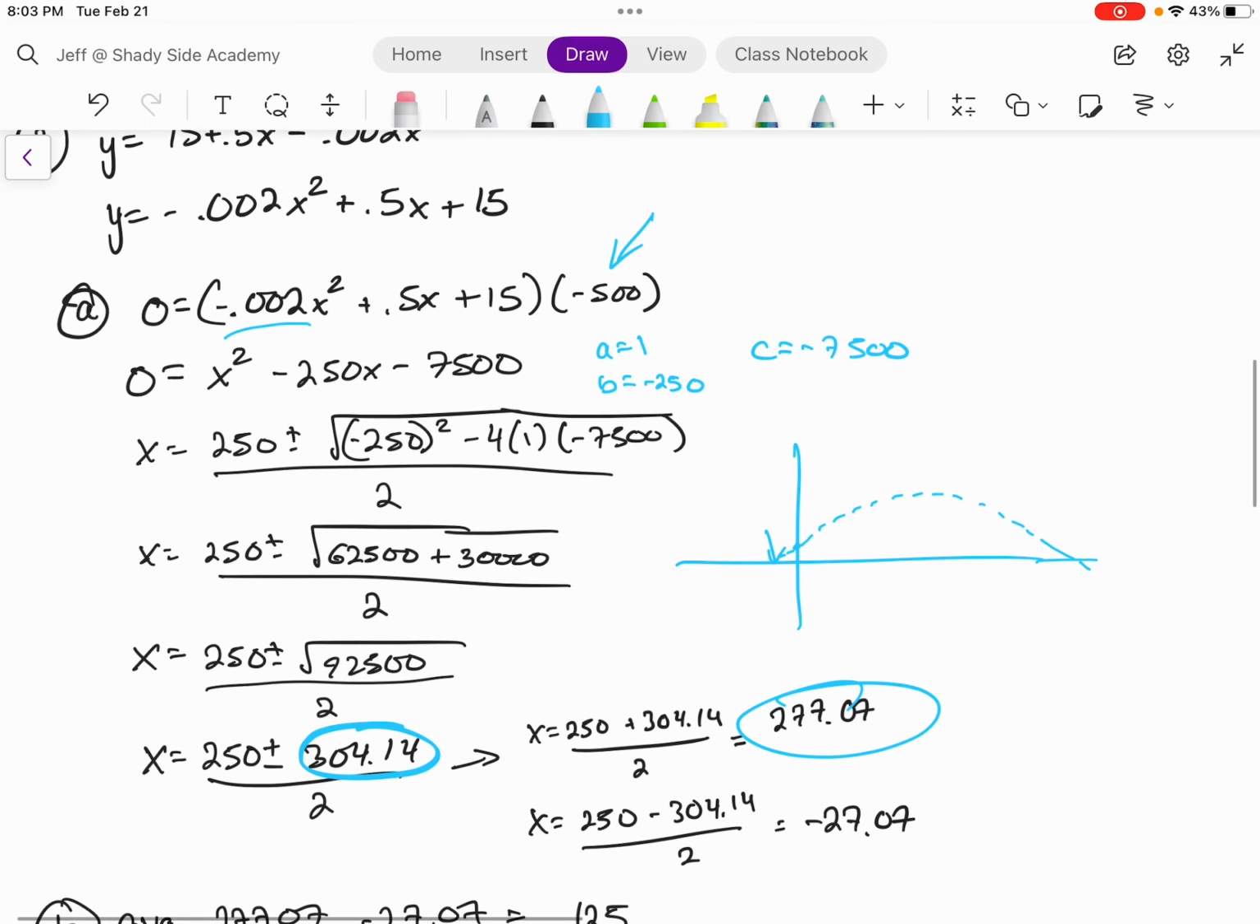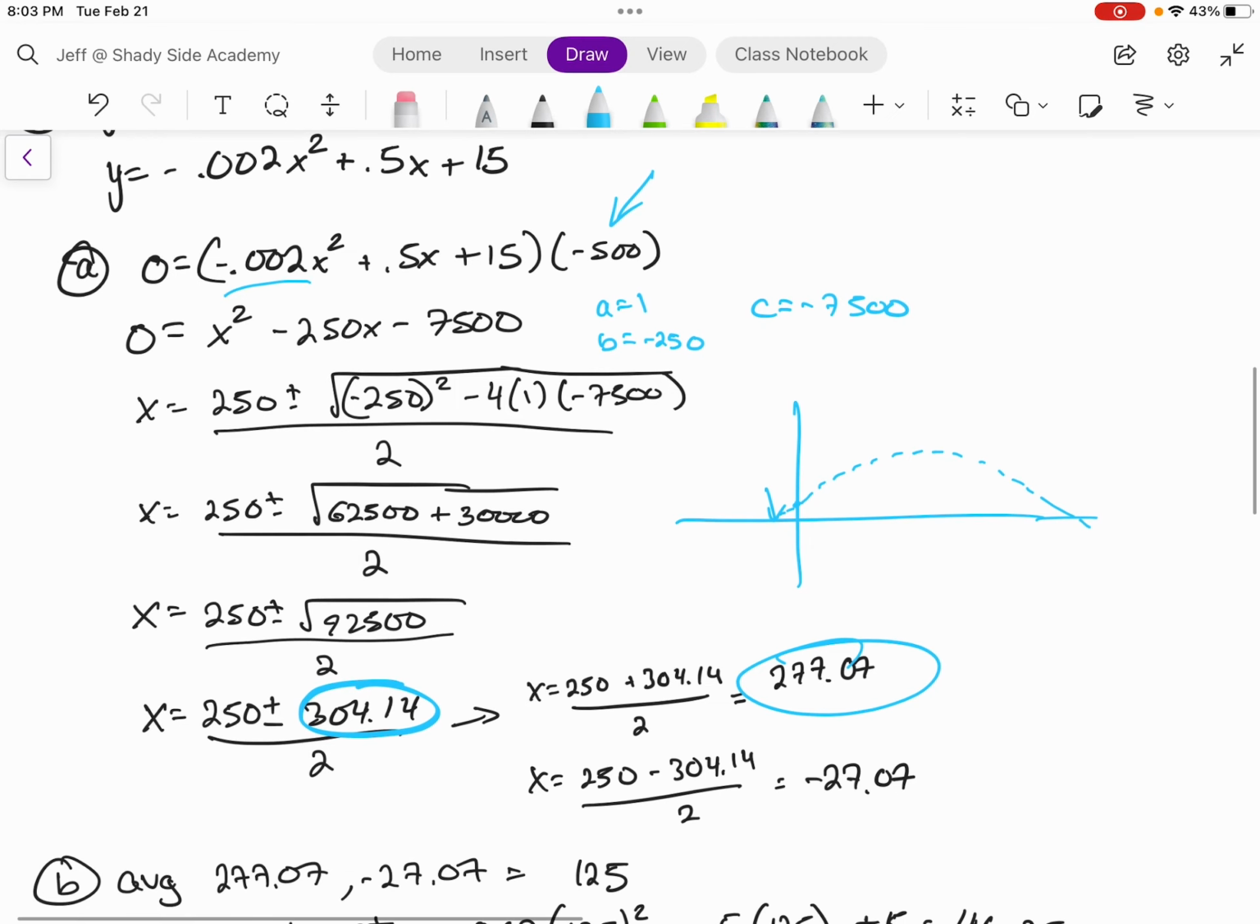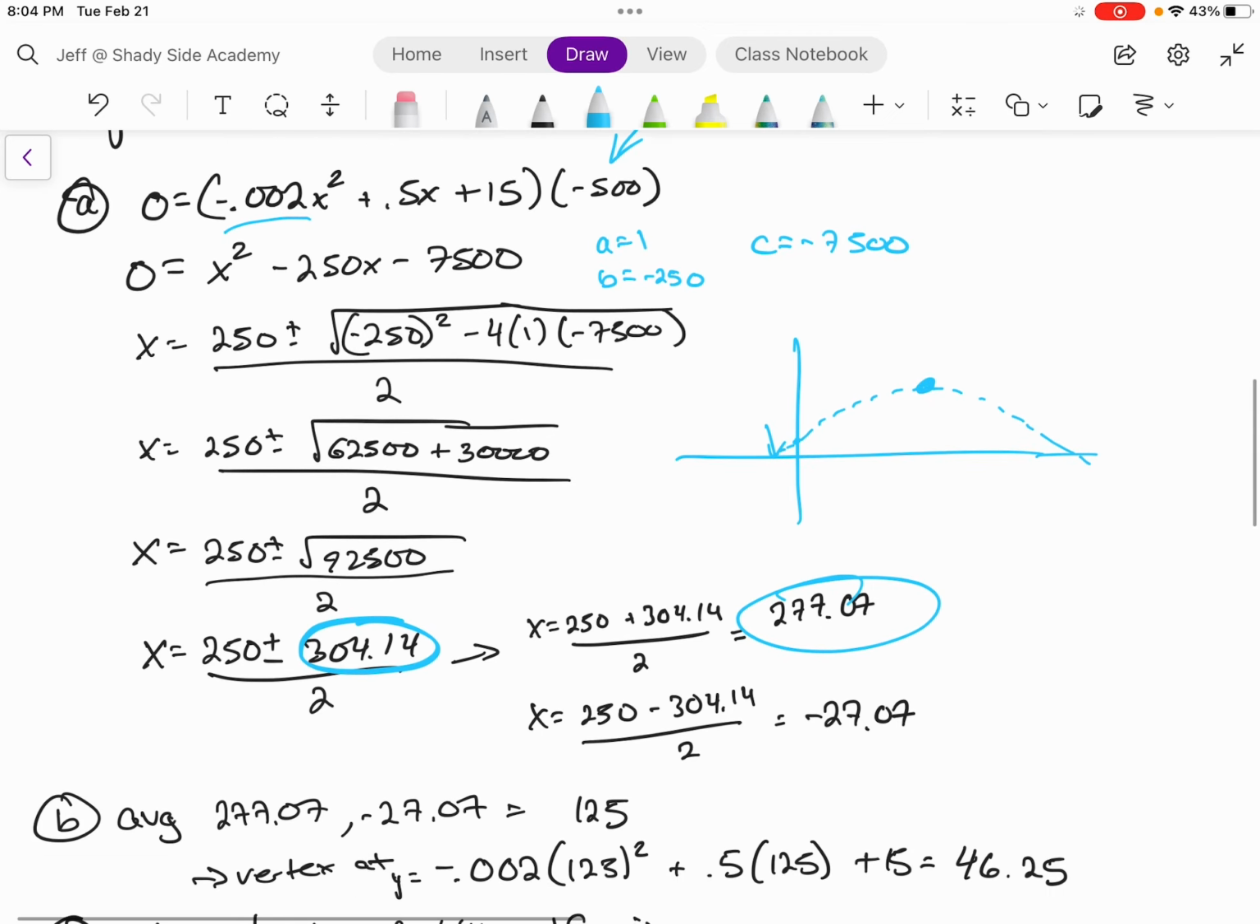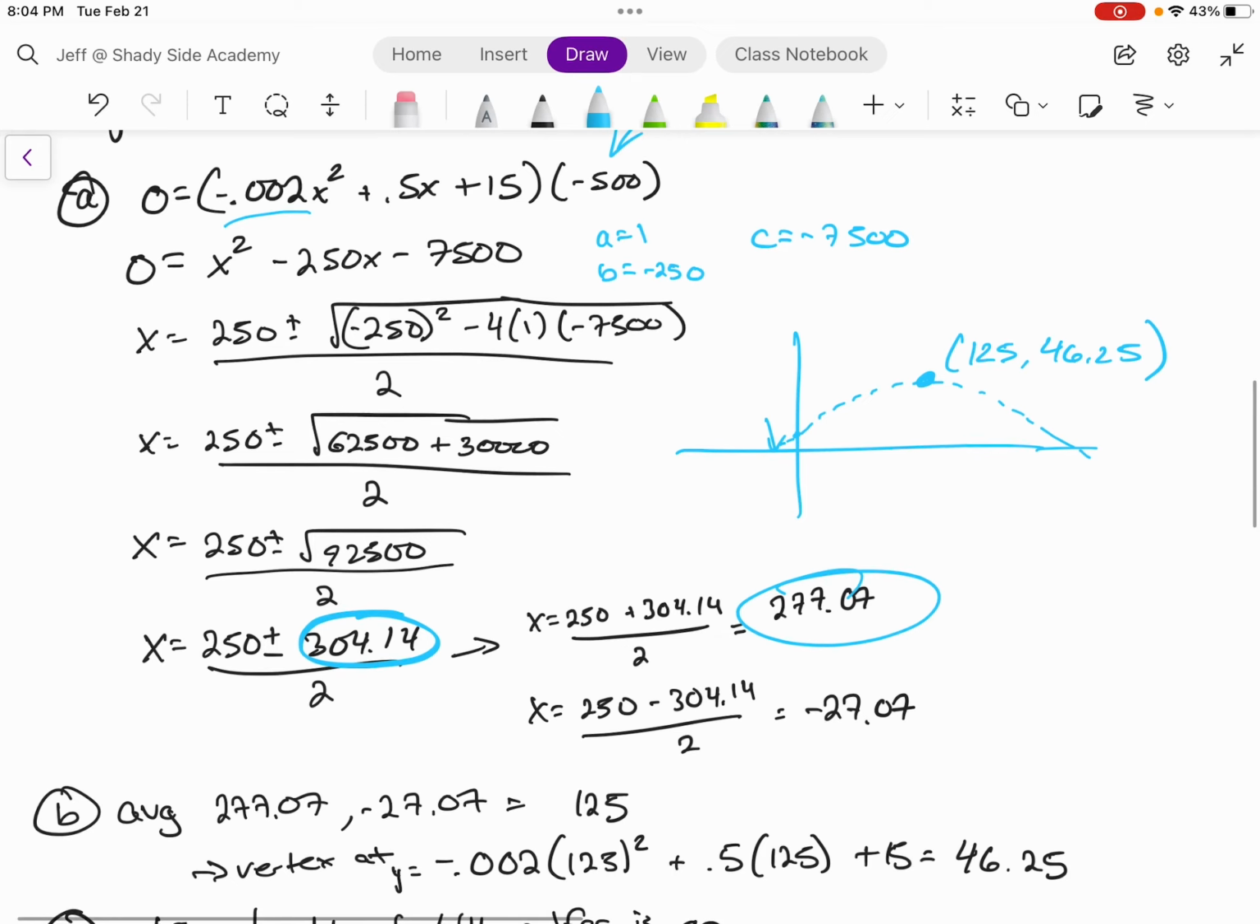Oops, I did not do part B yet. Sorry. Part B, how high does the ball go at its peak? Again, we're trying to find a vertex. So we average these two numbers, and I get 125. Okay, 125 is the average of those two intercepts. So again, we're trying to find the vertex here, just like in problem 1. And all I have to do is plug that in. And it turns out this point up here is 125, comma 46.25 or so. Okay, good. That's how we find the vertex.